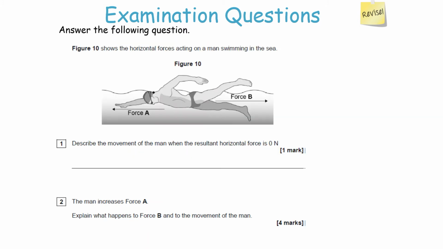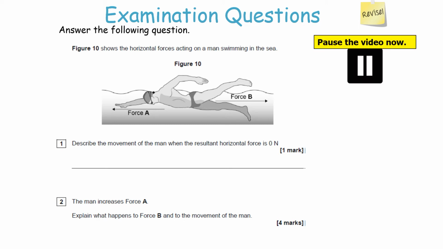Next question. Figure 10 shows the horizontal forces acting on a man swimming in the sea. Describe the movement of the man when the resultant horizontal force is 0, and then the man increases force A. Explain what happens to force B and to the movement of the man. So pause the video now, then unpause the video when you want to go through your answers.